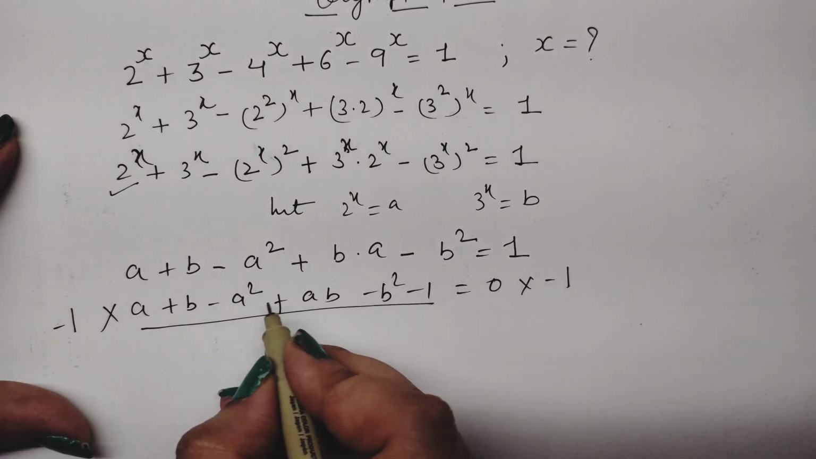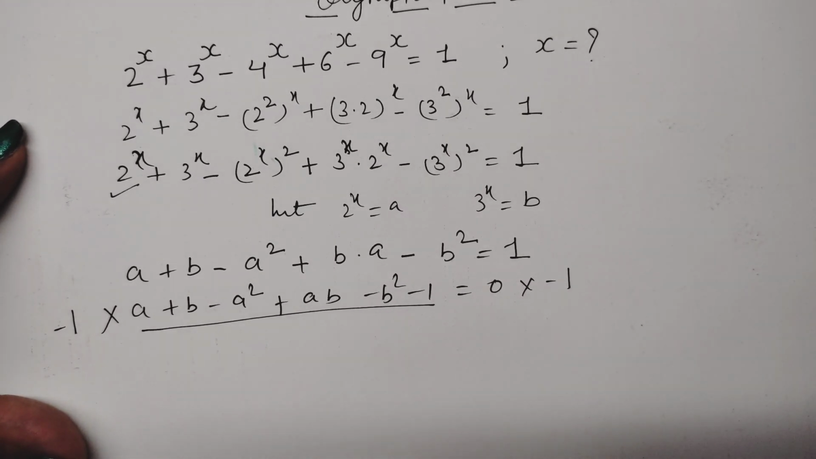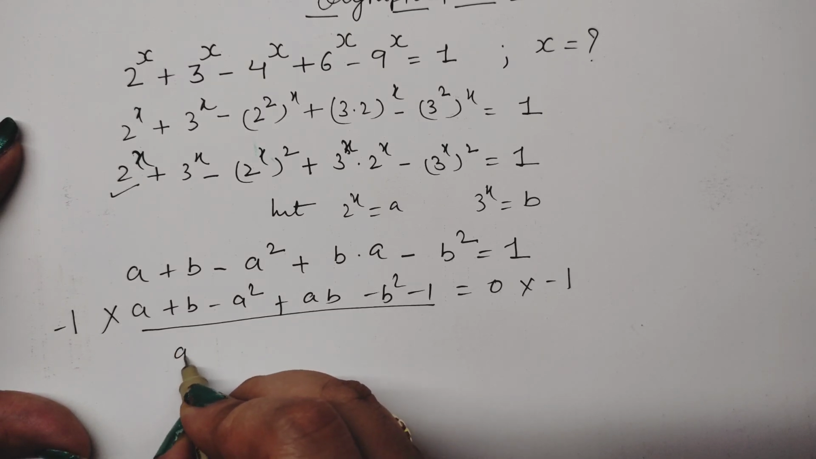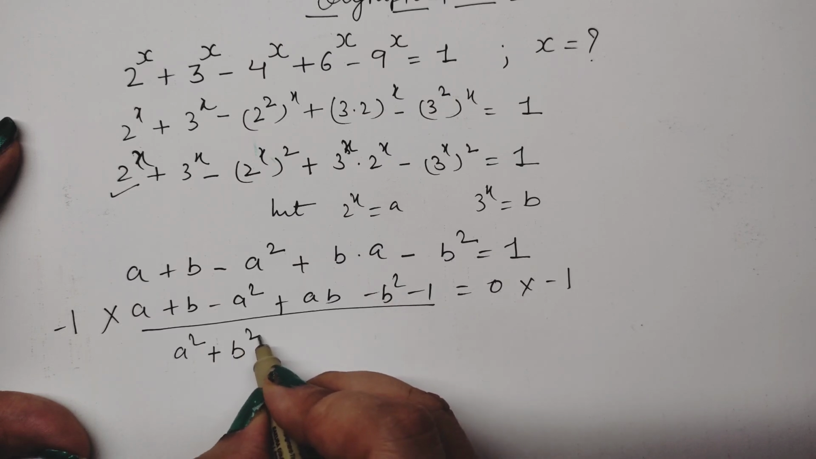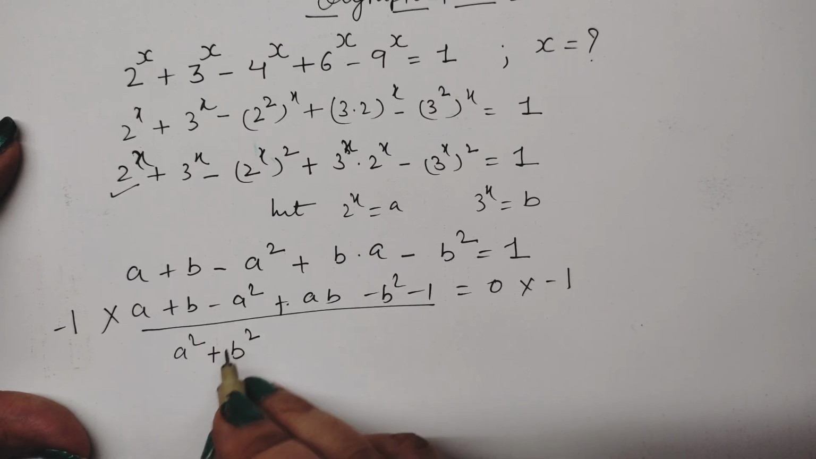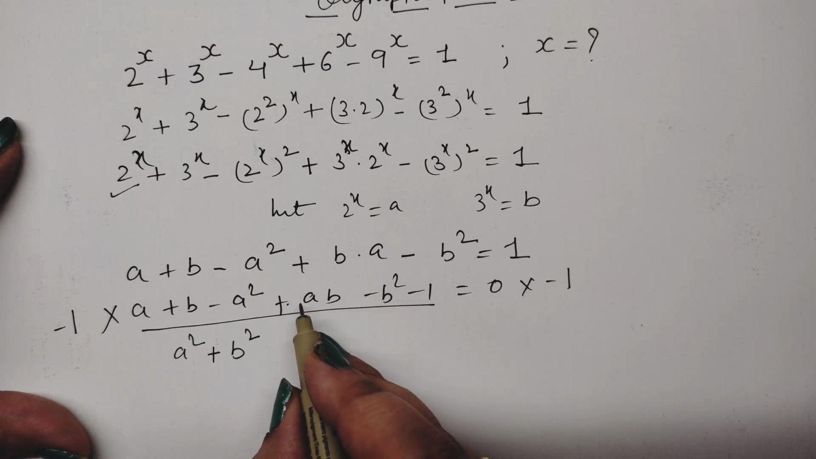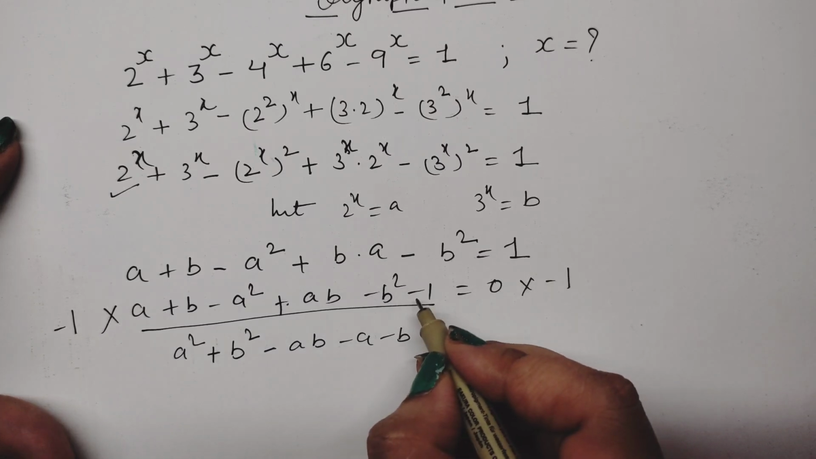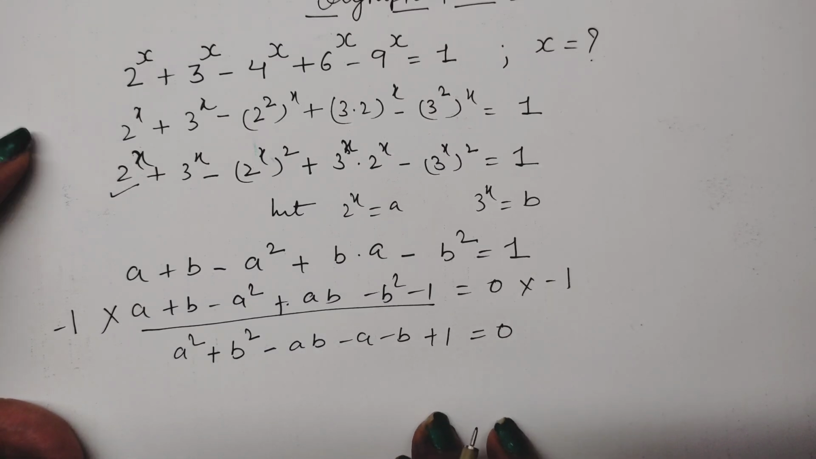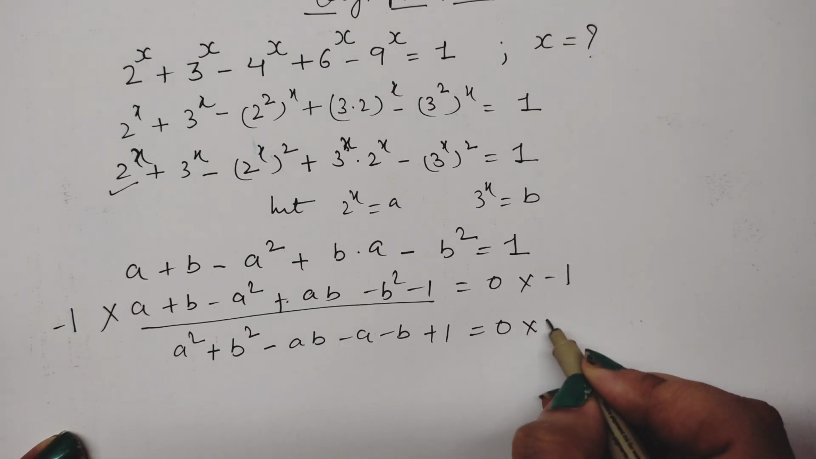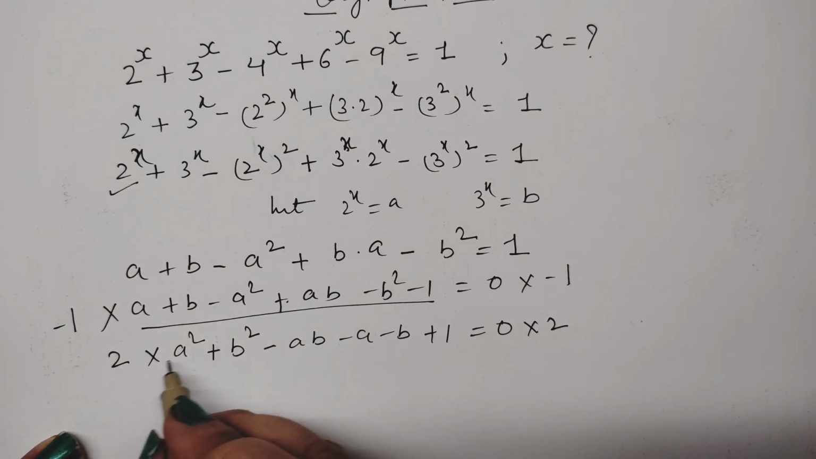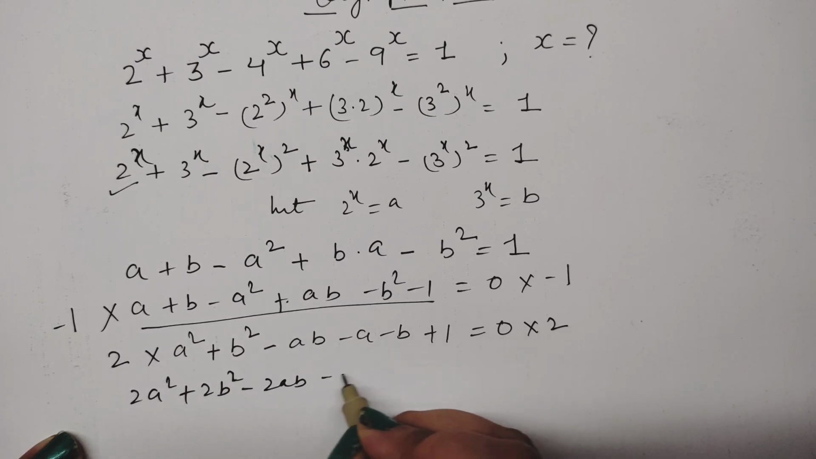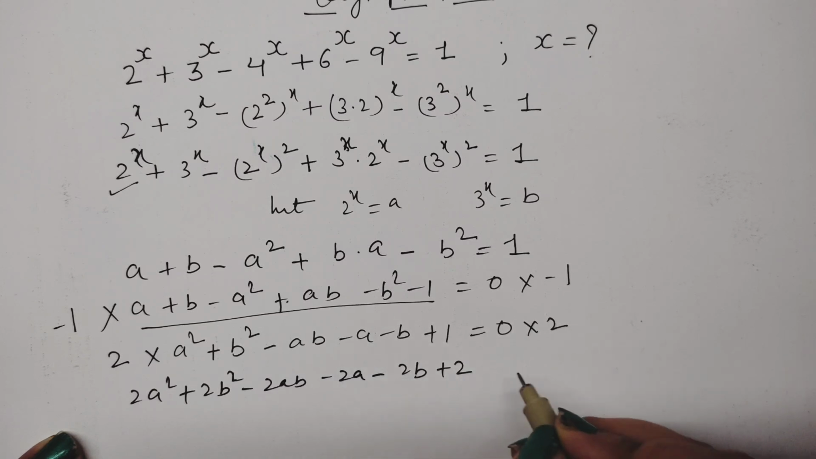So all the negative signs convert into positive signs, and all the positive signs convert into negative signs. This minus a square converts into positive, this b square is also positive, and this negative sign converts into positive, and ab converts into negative, and a and b are also negative, and this one is positive, equal to 0. Now we will multiply by 2 on both sides. So it will be 2a square plus 2b square minus 2ab minus 2a minus 2b plus 2 equal to 0 into 2.